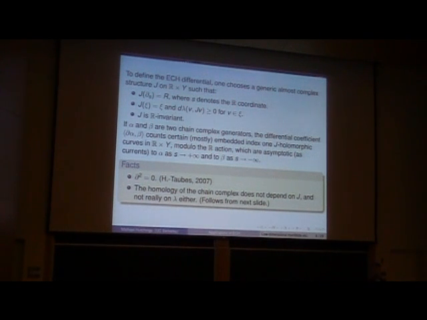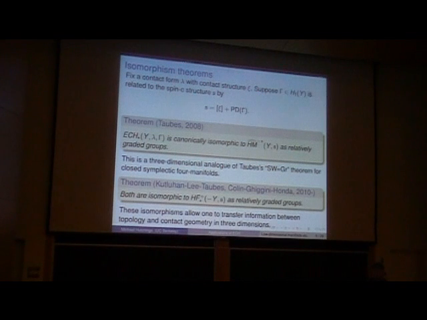And then in joint work with Taubes, we proved that this is actually a differential. It turns out that the homology of this chain complex doesn't depend on the choice of almost complex structure, and it basically just depends on the three-manifold and not on the contact form. That will follow from the isomorphism theorems, which are on the next slide. So the three theories I just described are all isomorphic to each other.